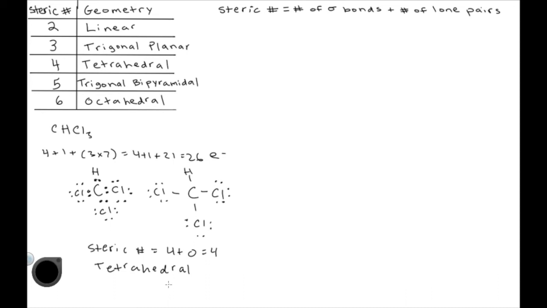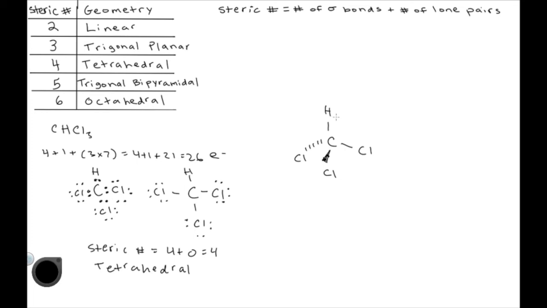And so if you wanted to sort of represent our molecule in 3D space, it would look something like this. So similar to the molecule we drew earlier. Here's our carbon in the center. Here's our hydrogen up top. Here's one chlorine. Here is another chlorine, and this bond is coming out of the page. And here's another chlorine, and this bond is going into the page.